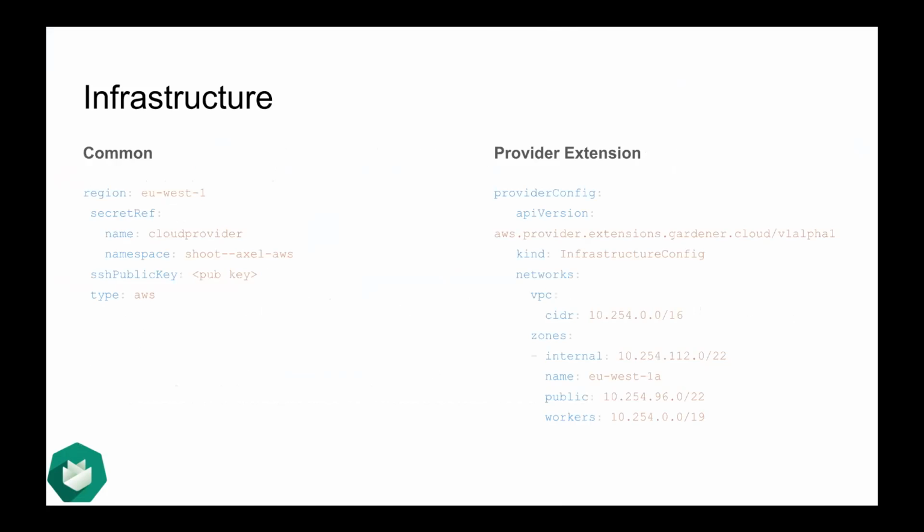And the provider extension, you can see that this is like a raw blob at first glance inside your infrastructure resource. But inside this raw blob, the provider again takes over validation and makes sure that those fields are set properly. And if you specify those fields, the specific provider will take care of setting up the VPC in this case and setting up the zones as requested.